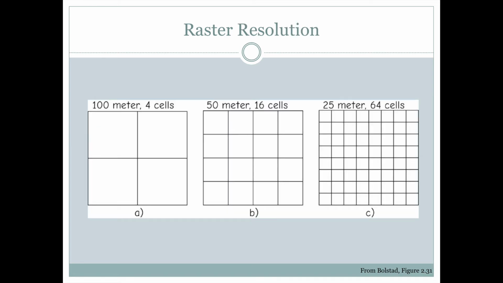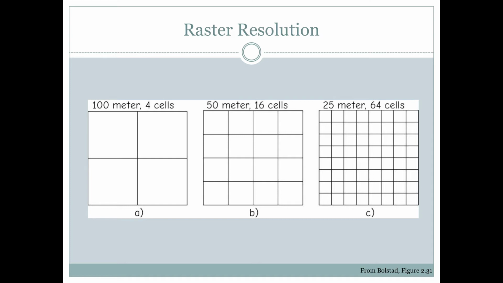One important thing about raster data is how good the resolution is. And by that we mean how small or how detailed, how fine of a resolution the individual grid cells or pixels that make up that raster layer are. And we can see how this changes.